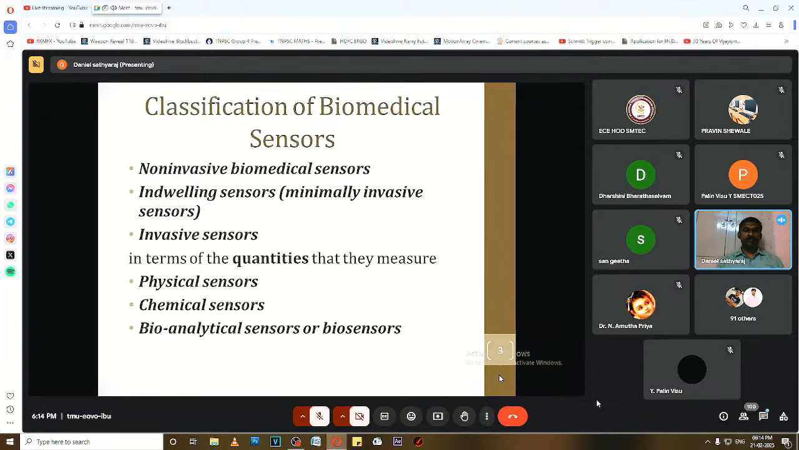Biomedical sensors are a mandatory requirement in nowadays scenarios. Everywhere we can see many types of applications. The basic classification can be non-invasive biomedical sensors, which need not be inserted anywhere, or minimally invasive sensors or indwelling sensors, and the final type will be invasive sensors. In terms of the quantities they measure, they can be physical sensors, chemical sensors, or bioanalytical sensors or biosensors.